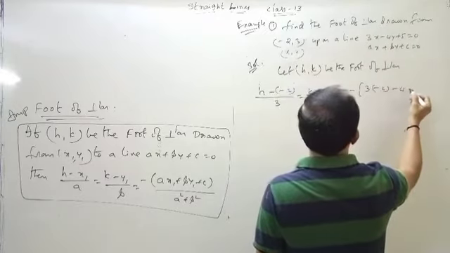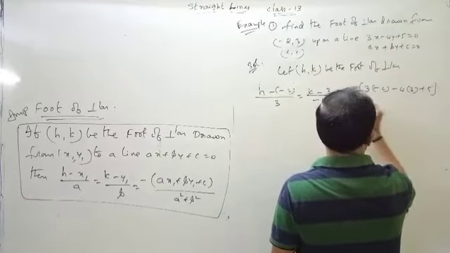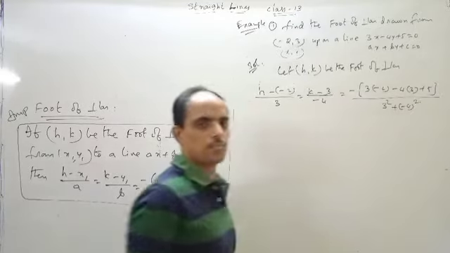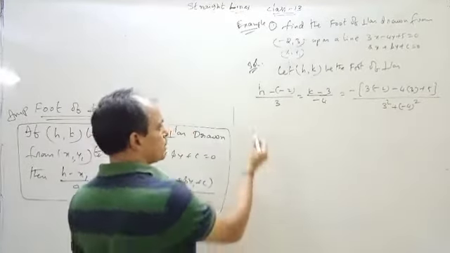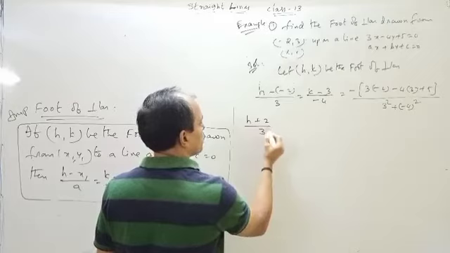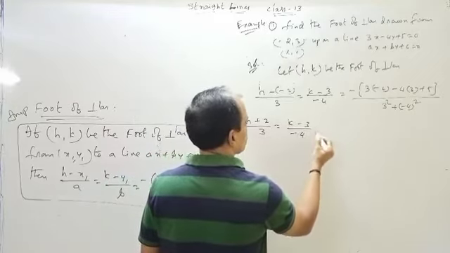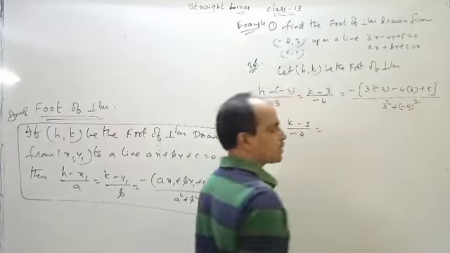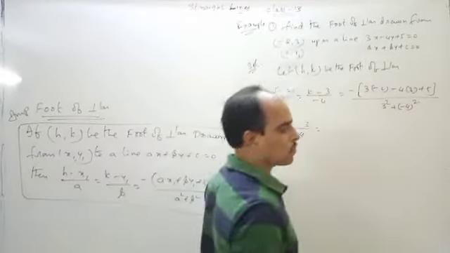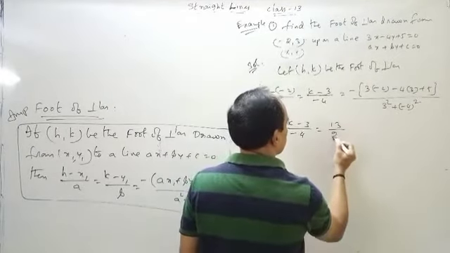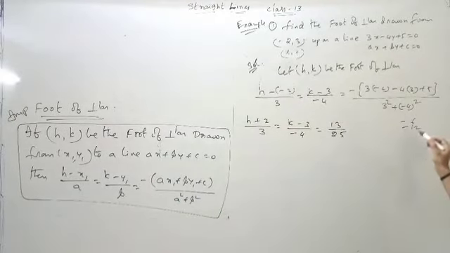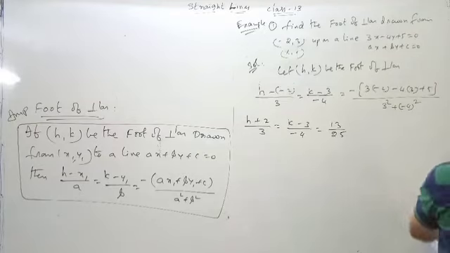3 of minus 2 minus 4 of 3 plus 5 by 3 square plus minus 4 whole square. Root is not there. So that is (h plus 2) by 3, (k minus 3) by minus 4. This is minus 6, minus 12, minus 18 plus 5, minus 13. That is 13 by 25. Okay, now minus 6, minus 12 plus 5, minus 18, that is minus 30, that is plus 13 by 25.